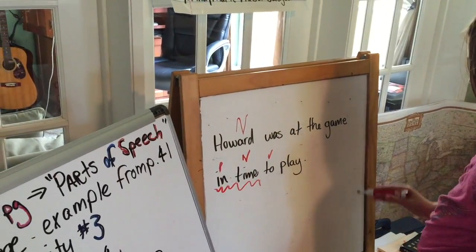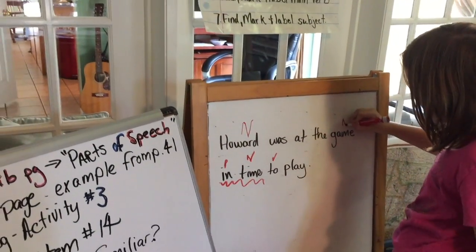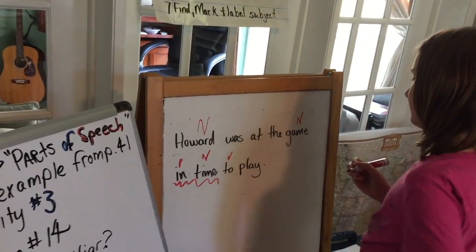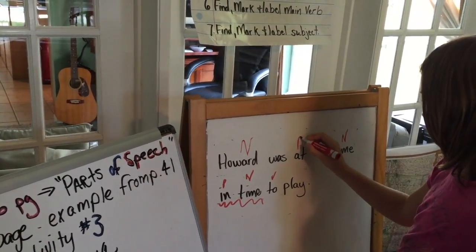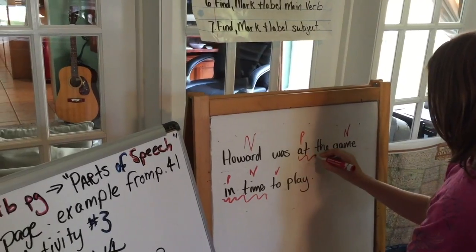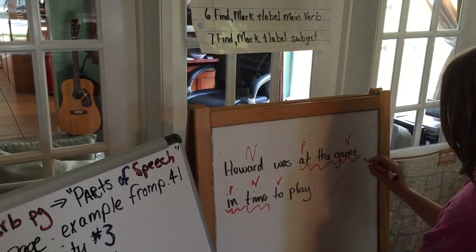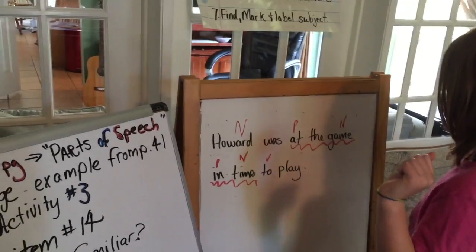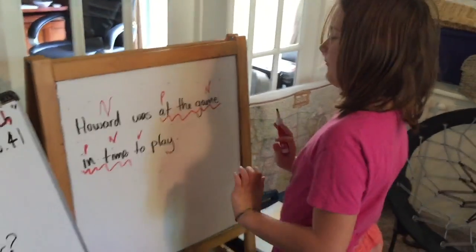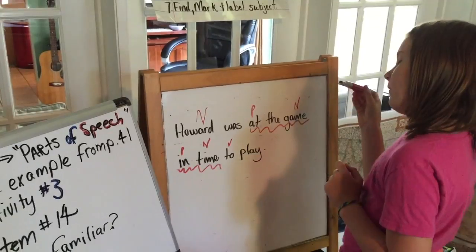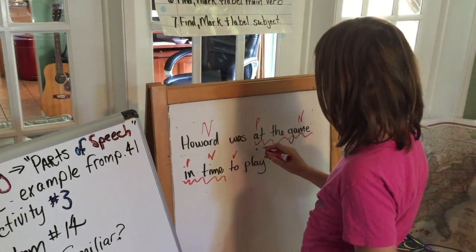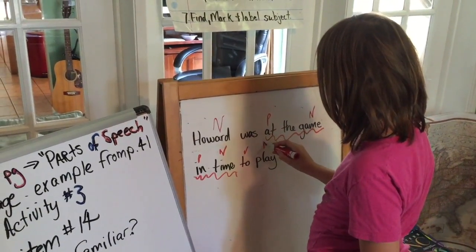In time. Good. So that's the game. What's the preposition that goes with that? So at is a preposition word. Game is a noun that belongs with the preposition word. The prepositional phrase starts with the preposition, ends with a noun, and everything in between. So at the game.